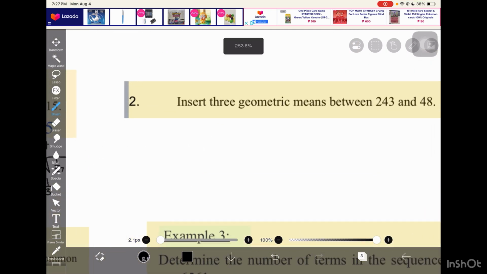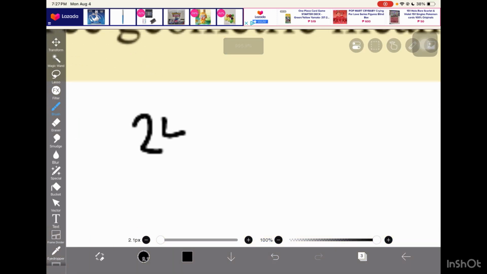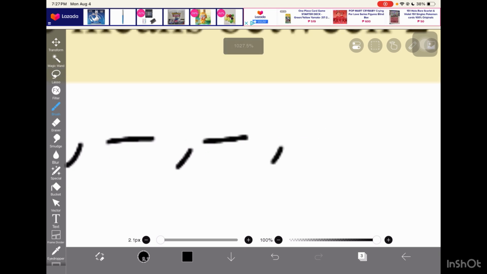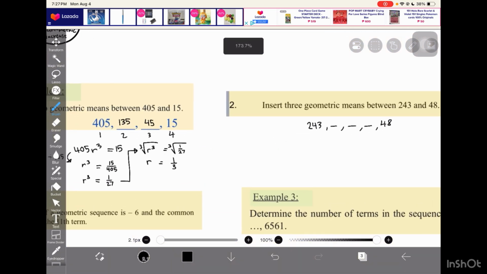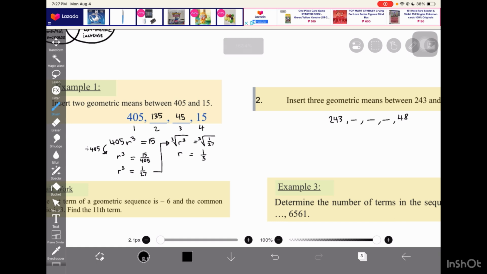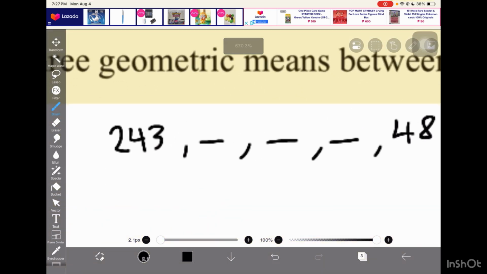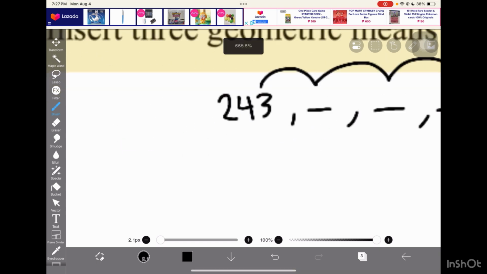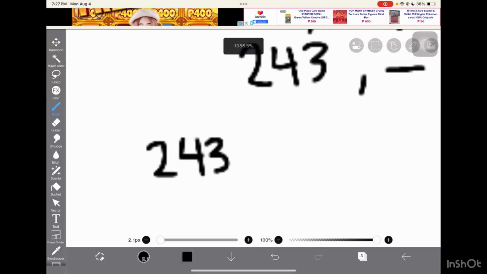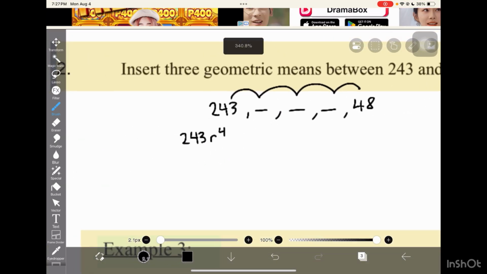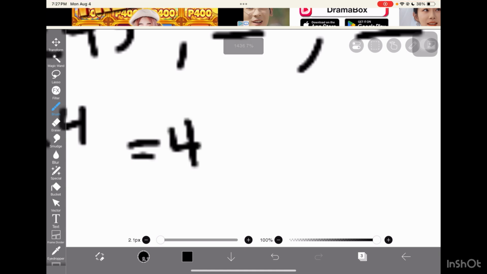Next one. Insert 3 geometric means between 243 and 48. So 243, blank, blank, blank, 48. Alright, so we're gonna do the same strategy once again. So 243, we have how many of this? 1, 2, 3, 4. So we have 243 r raised to 4, because we hopped 4 times to get to 48, is equal to 48.